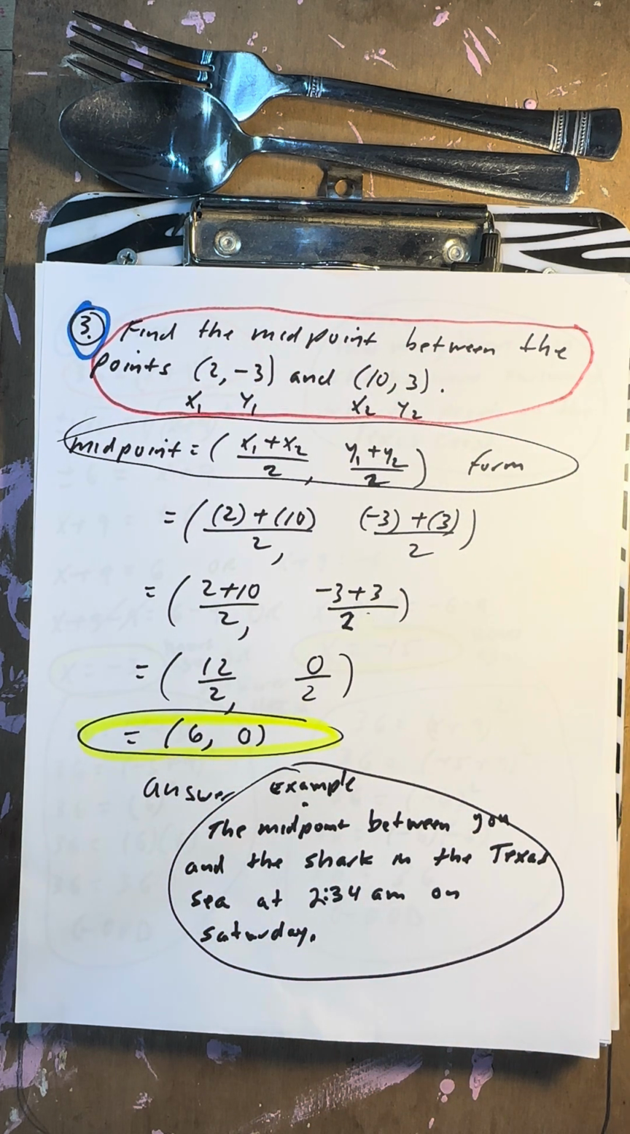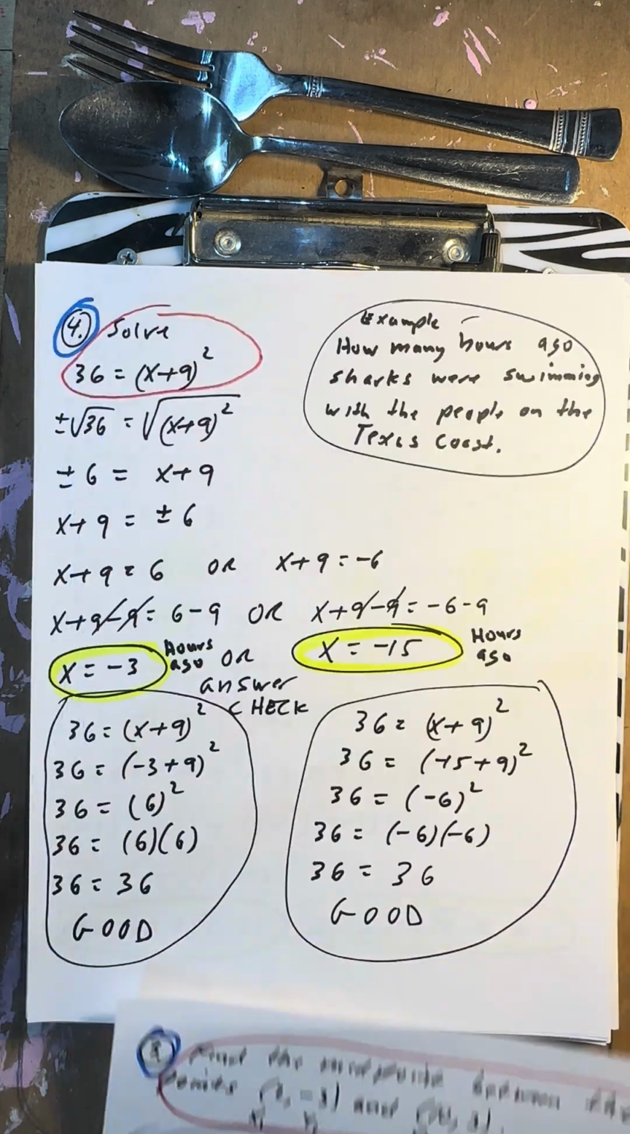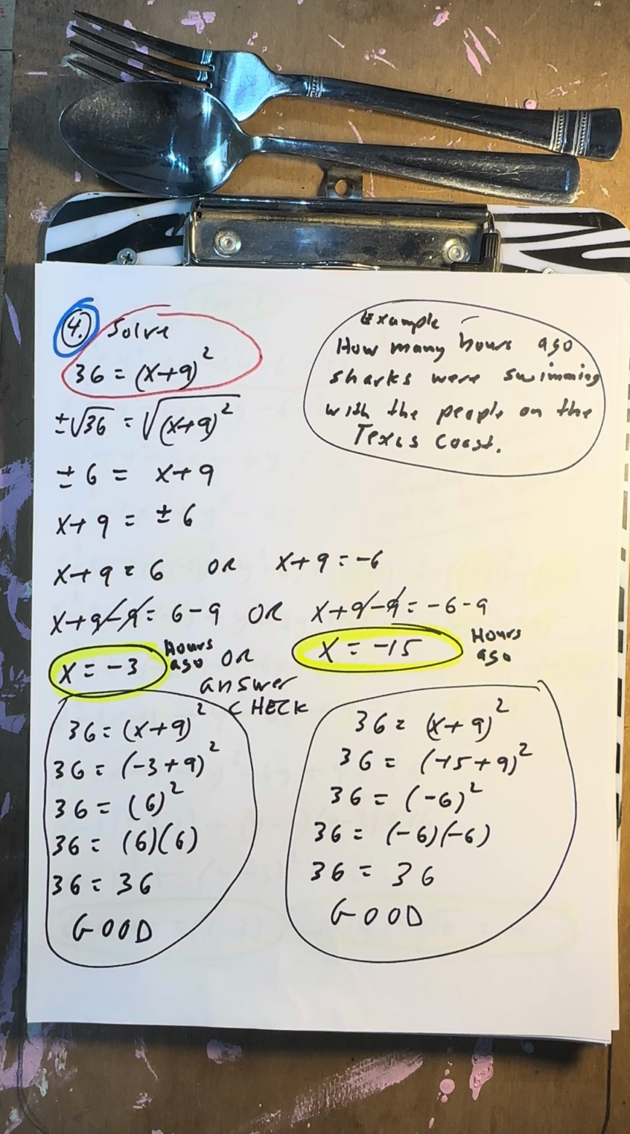Okay. Example of this. The midpoint between you and the shark in the Texas Sea at 2:34 a.m. on Saturday, because you're out there swimming, having fun. All right. All right. Now this one.